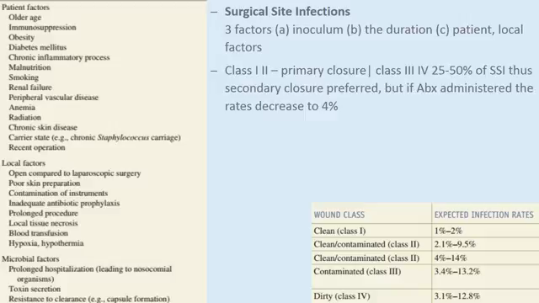The microbial factors depend upon the inoculum of the bacteria, also prolonged hospitalization promoting nosocomial infections, the toxins secreted by the bacteria, and the resistance that the body fails to provide, thus increasing the bacterial resistance to the clearance of these particular organisms.